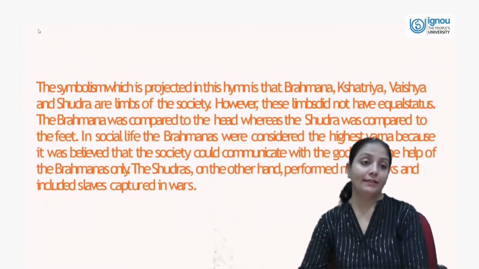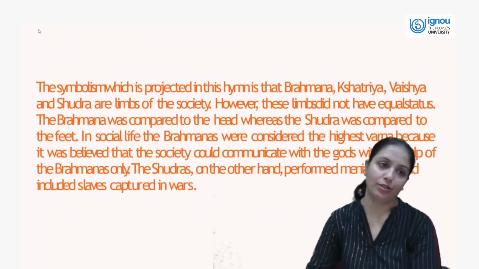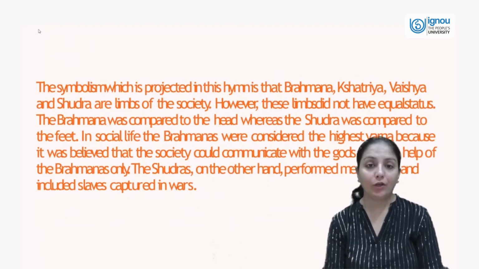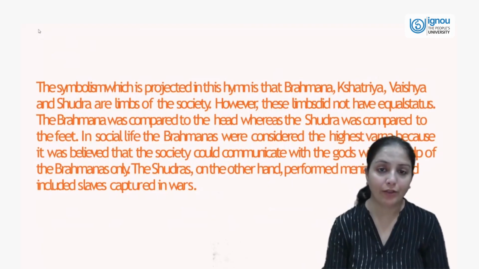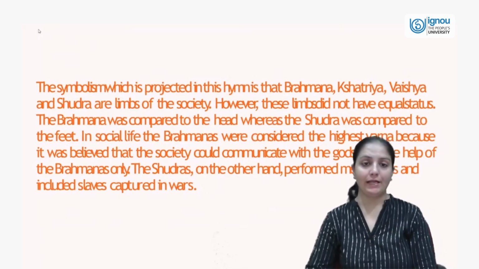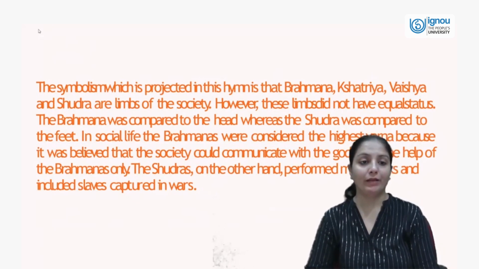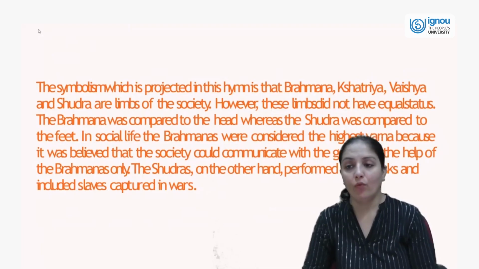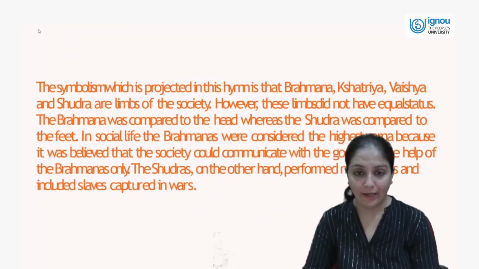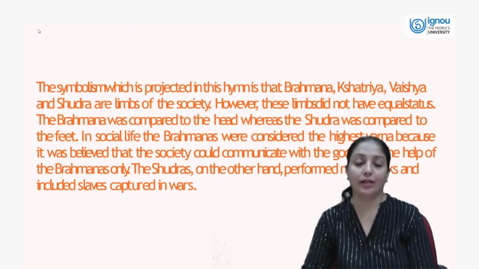Remember, the symbolism projected in this hymn is that Brahman, Kshatriya, Vaishya, and Shudra are limbs of the society. These limbs did not have equal status. The Brahman was compared to the head, whereas the Shudra was compared to the feet. In social life, the Brahmins were considered the highest varna because it was believed that society could communicate with the gods with the help of Brahmins only. The Shudras, on the other hand, performed menial tasks and included slaves captured in wars.